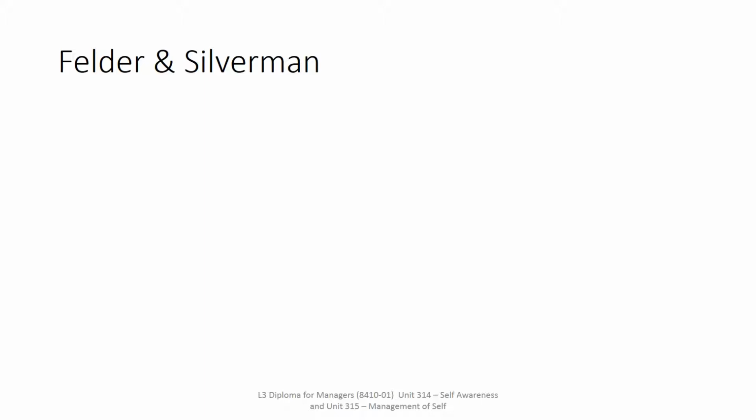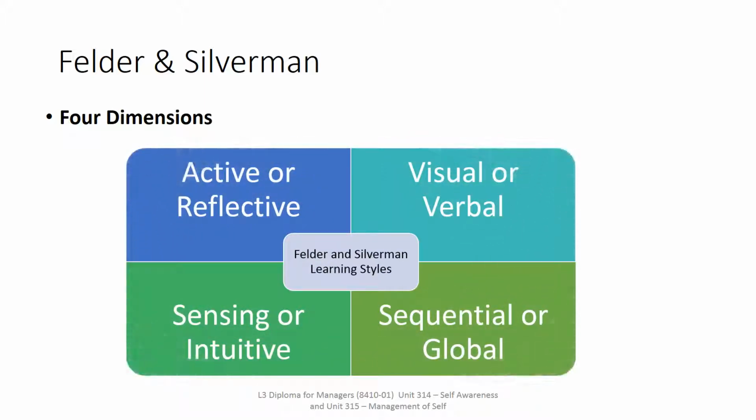Felder and Silverman came up with 4 dimensions, and I think sometimes you could say that they're sort of mixing some of the ones we've had before, but they had 4 dimensions: active or reflective, visual or verbal, sensing or intuitive, and sequential or global. And basically they talked about distinguishing which you were in each of the dimensions.